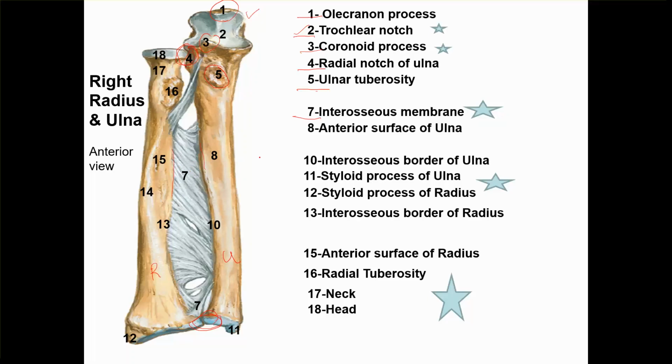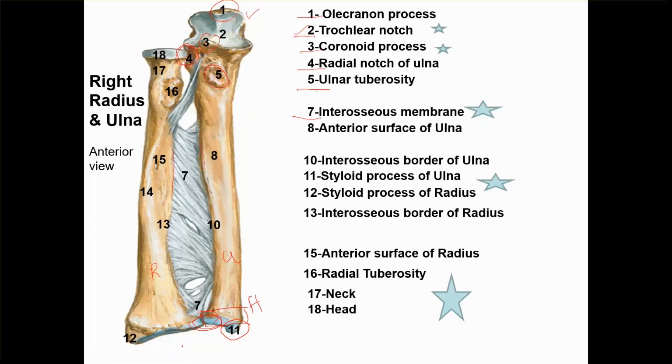Then you have the styloid process. This is the styloid process in the lower end, the styloid process of the ulna. This entire thing is called the head of the ulna. The head of the ulna is lower down, and this is the styloid process which is jutting down.